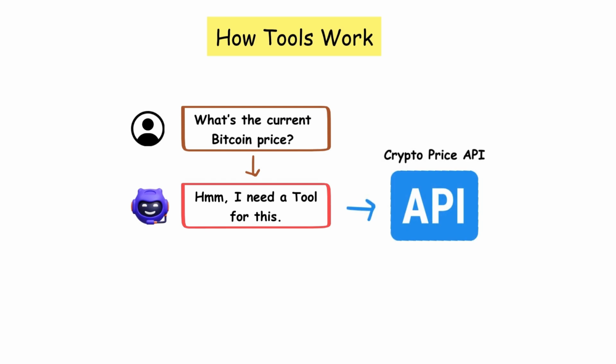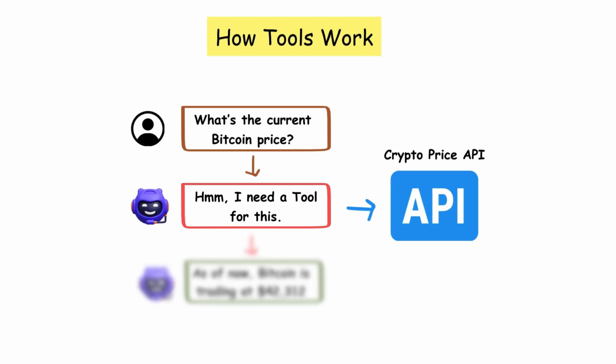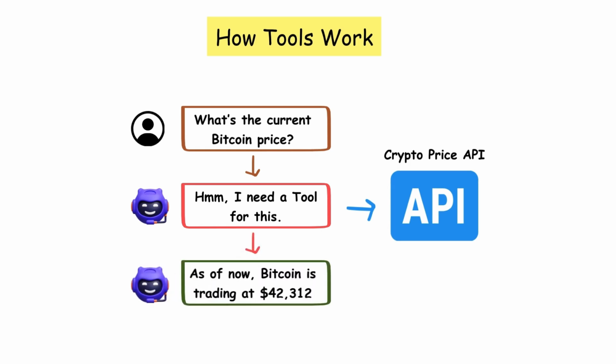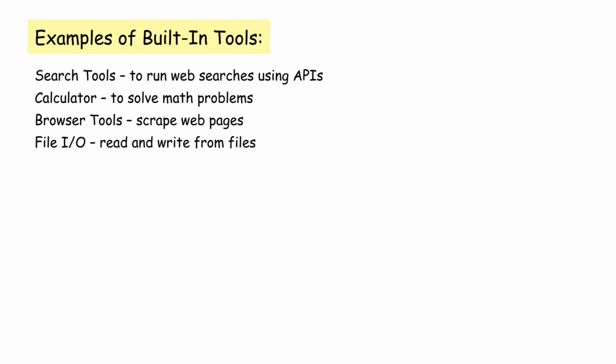LangChain runs the tools, gets the results, and the LLM takes those results and uses them to continue the conversation. Now you get an intelligent answer, something like, "As of now, Bitcoin is trading at $64,000." LangChain provides many pre-built tools, but you can easily build your own. Examples of some built-in tools can be calculators, browser tools, search tools, etc.